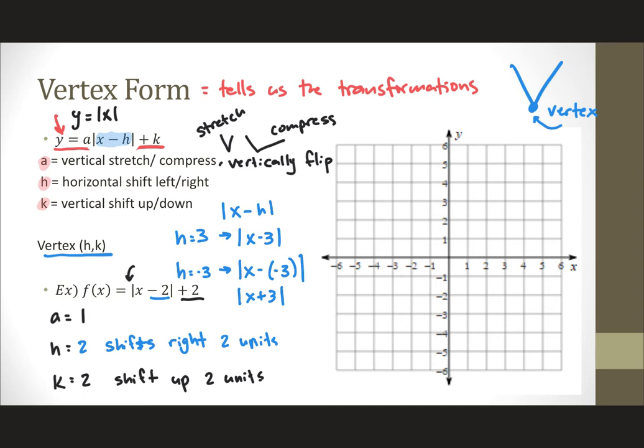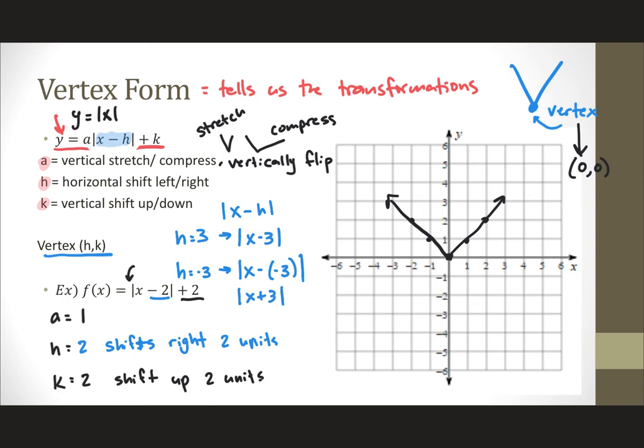So if I look at my parent function, I'm going to draw it real quick on this graph. There it is. My vertex for the parent function is (0, 0). It's at the origin. That's my vertex for the parent function.